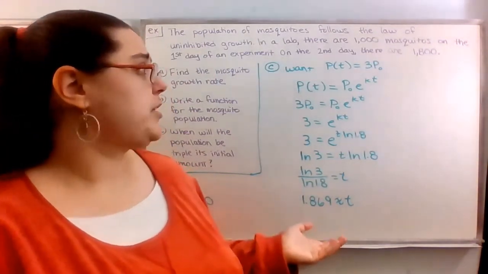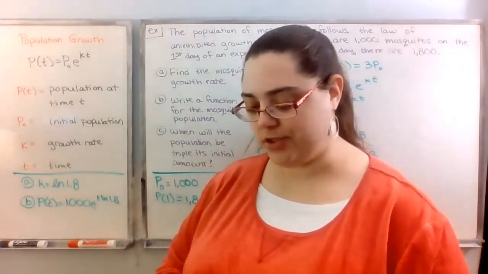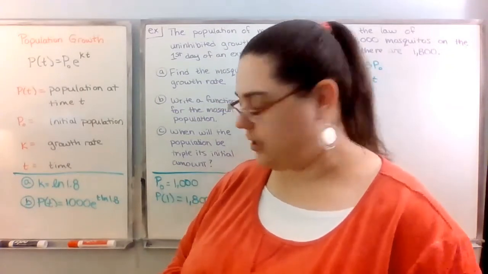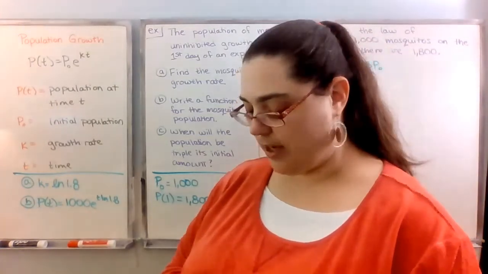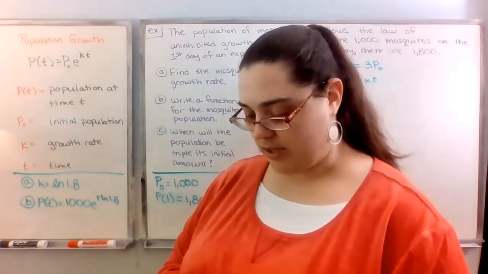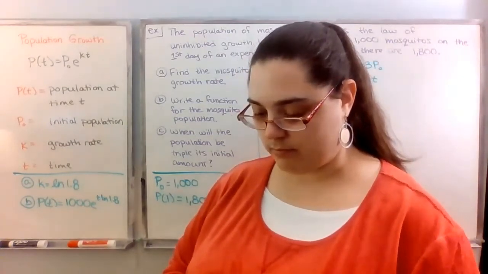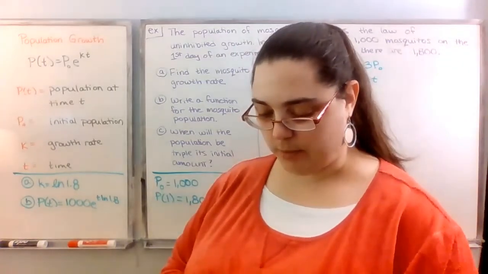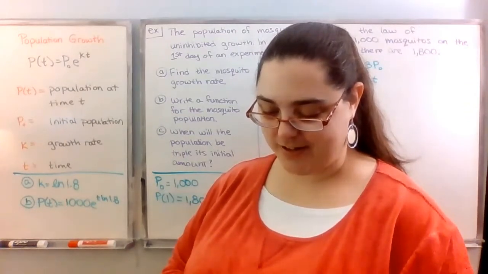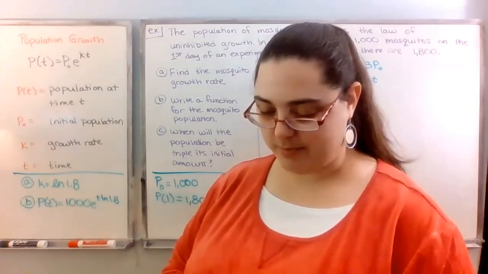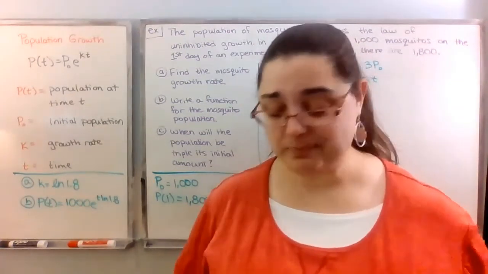So I'm going to try 2. I'm going to substitute 2 into this formula and see if I get something bigger than 3,000. So let's just test that out. So 1,000 times e to the 2, so 2 days later, times the natural log of 1.8. And I typed in the wrong number. So let's go back and change that. I typed in 100 instead of 1,000. So there we are. Yeah, and I get 3,240. So that's more than triple the initial amount.